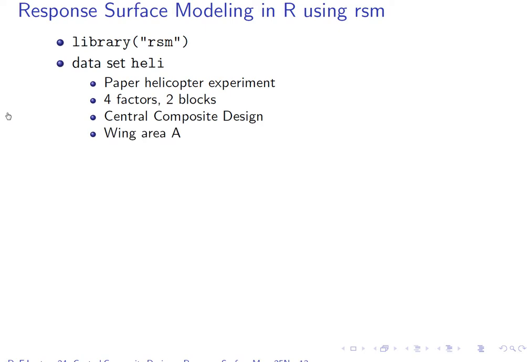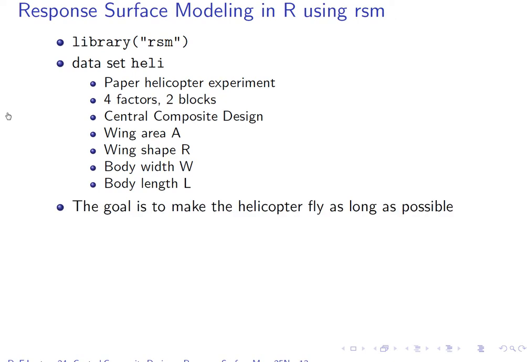And the 4 factors were the following: the wing area A, the wing shape R, the body width W, and the body length L. Those are the 4 factors. And there were 2 blocks. And the goal is to make the helicopter fly as long as possible. So the response variable would be time, say.